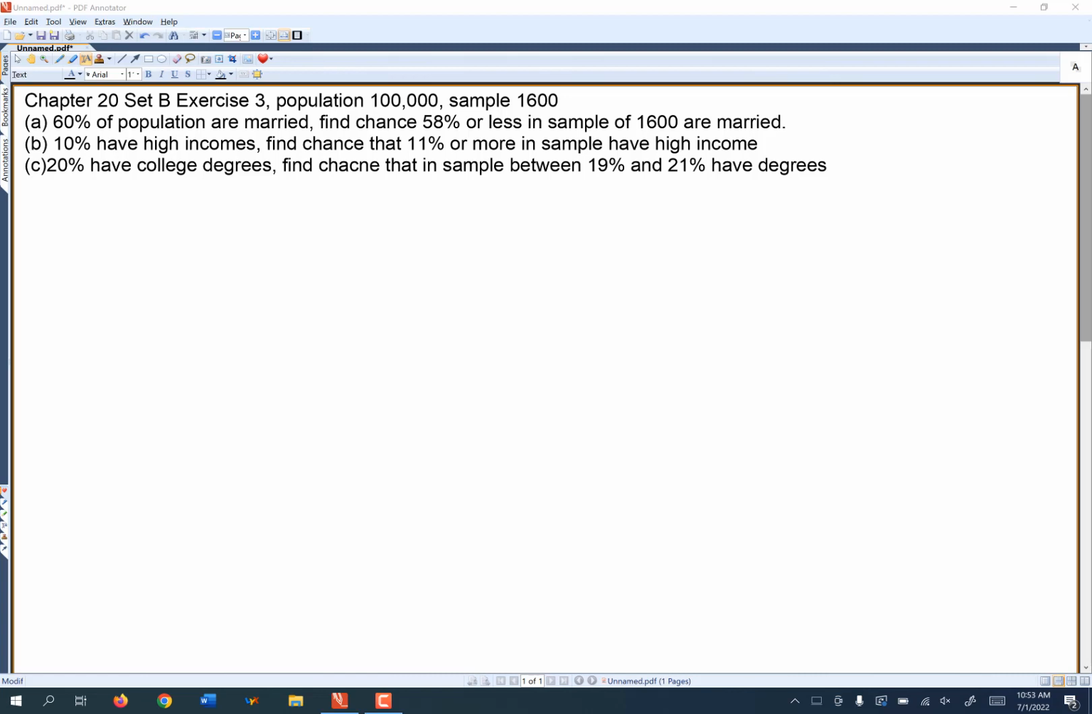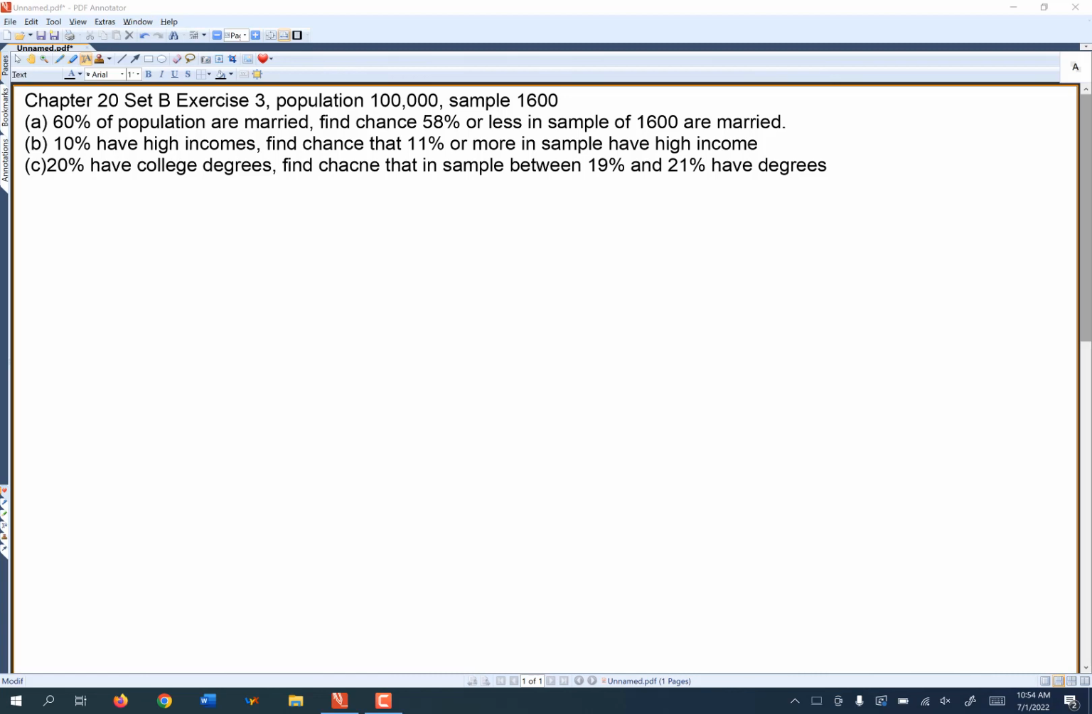Now that kind of sounds like they're talking about the same thing. These are actually completely different things they measured. It's not like some people are married or they have high incomes or something. They're talking about completely different things that they crammed into one problem. So basically this is 3 completely different problems talking about completely different things.